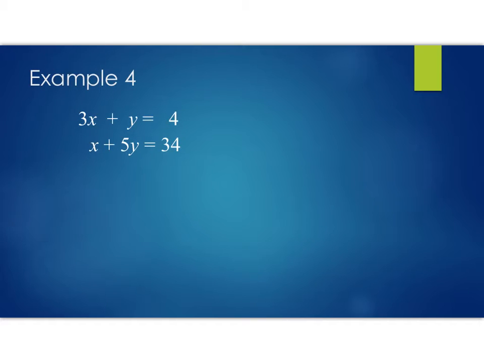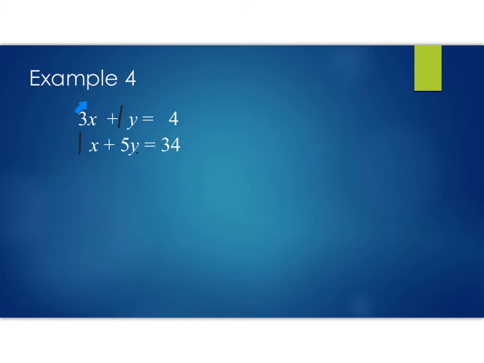Alright, on example 4, I notice this is positive 3x. We have 1x. That's not going to cancel out. If I look at the y's, we have 1y and 5y, and those are not going to cancel out. So you do have a 1 in front of the x here, and you do have a 1 in front of the y. So you could cancel out either variable pretty easily. It doesn't matter which one you cancel out, you'll get the same answer in the end.